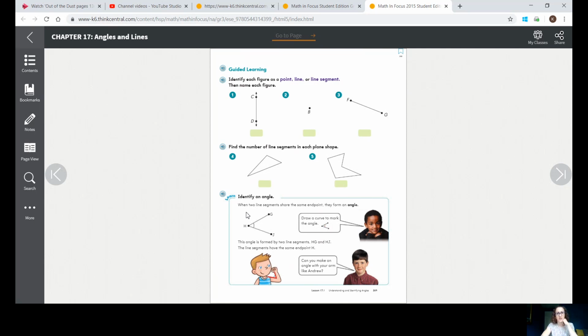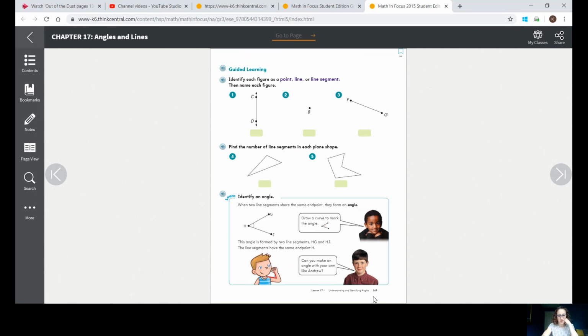Okay. Let's look at this example next. Identify an angle. It says, when two line segments share the same endpoint, they form an angle. Okay, here's what it looks like. He says, draw a curve to mark the angle. This is the curve that he's talking about, this little red curve right here. It says this angle is formed by two line segments, HG and HJ. Here's HG and here's HJ. The line segments have the same endpoint, H.